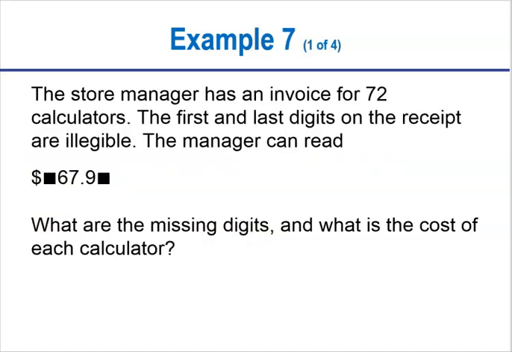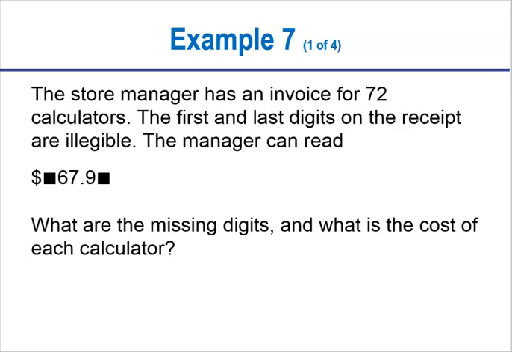I have a fun example for you here. The store manager has an invoice for 72 calculators. The first and last digits on the receipt are illegible. Probably went through a printer like mine in my office. You can't read it hardly at all. There's some big nasty line going through each of them. But the manager can read that it's something in the hundreds place, 67 and 90 something cents. We just don't know the hundreds place and we don't know the units place.